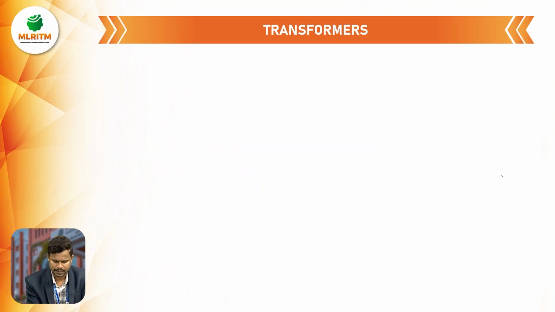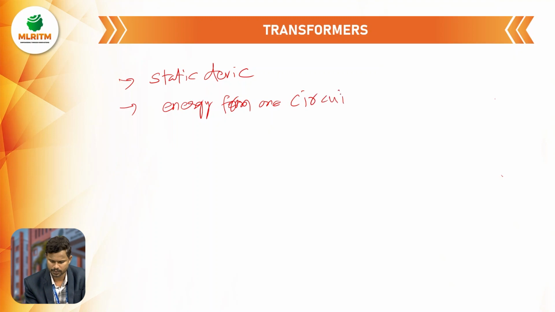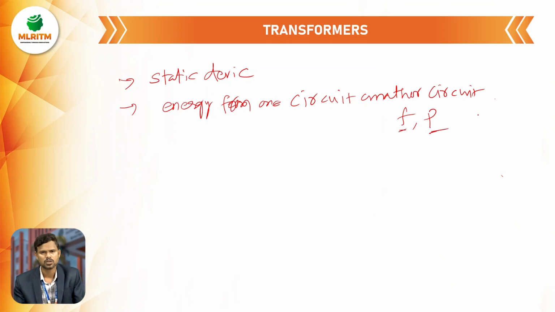A transformer is a static device, and a transformer transfers electrical energy from one circuit to another circuit without changing power and frequency. So without changing the power and frequency, a transformer can transfer electrical energy from one circuit to another circuit. That is the main function of the transformer.